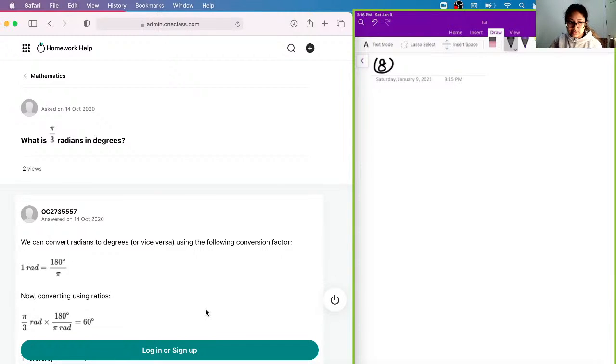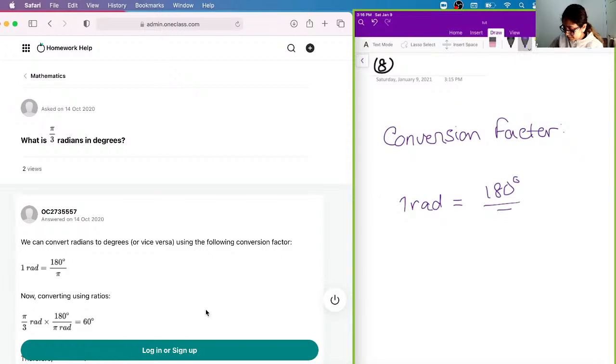The question says, what is pi over 3 radians in degrees? We can convert radians into degrees or vice versa using the following conversion factor. The conversion factor is: 1 radian is equal to 180 degrees over pi.